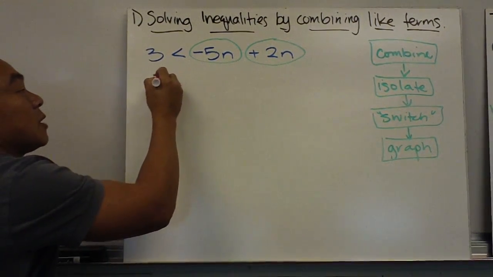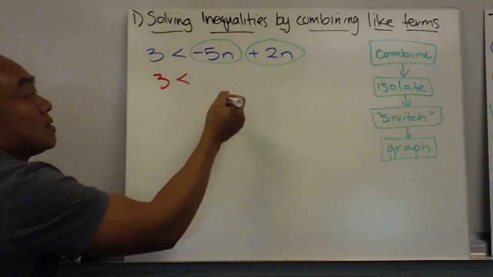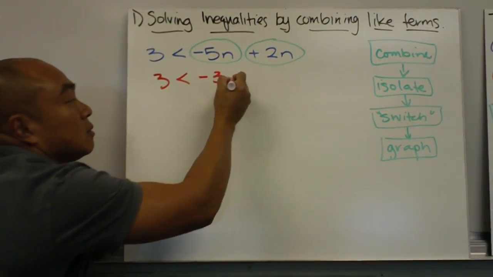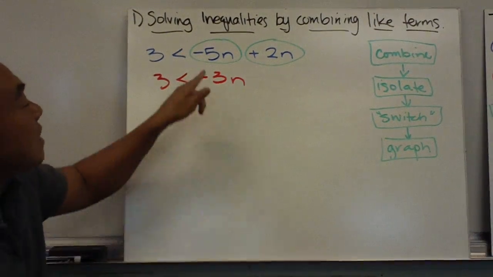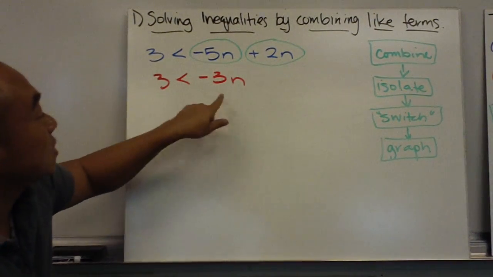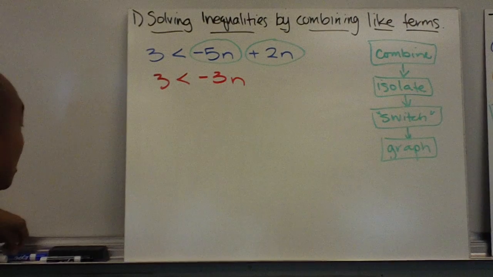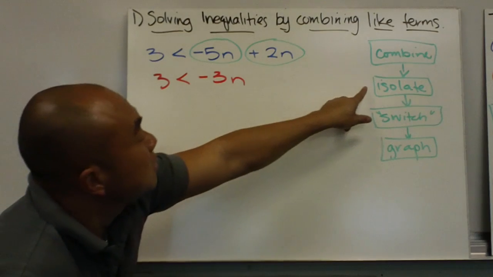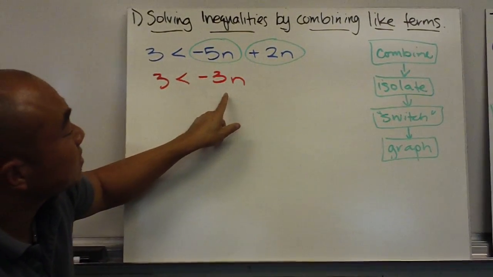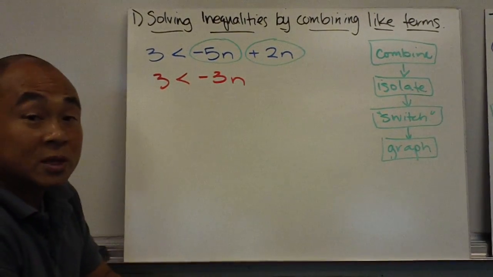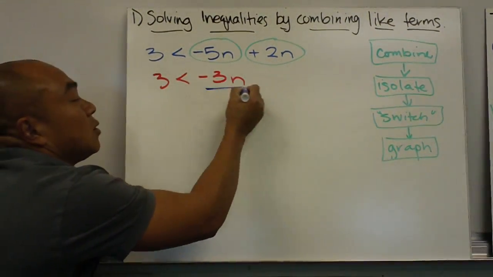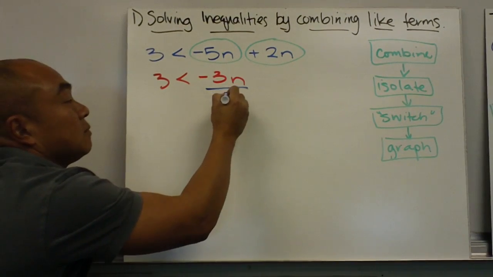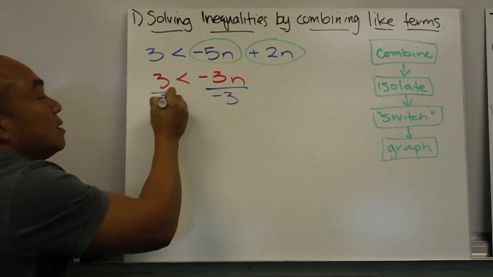That's going to give me 3 less than, and a negative 5 and a positive 2 will give me negative 3n, because if I add negative 5n plus positive 2n, it's going to give me negative 3n. Our next step, now that we've combined, is to isolate this variable by using the inverse operation. So I'm going to divide, because that's multiply, so do the opposite. Divide by 3, and divide this side by negative 3.